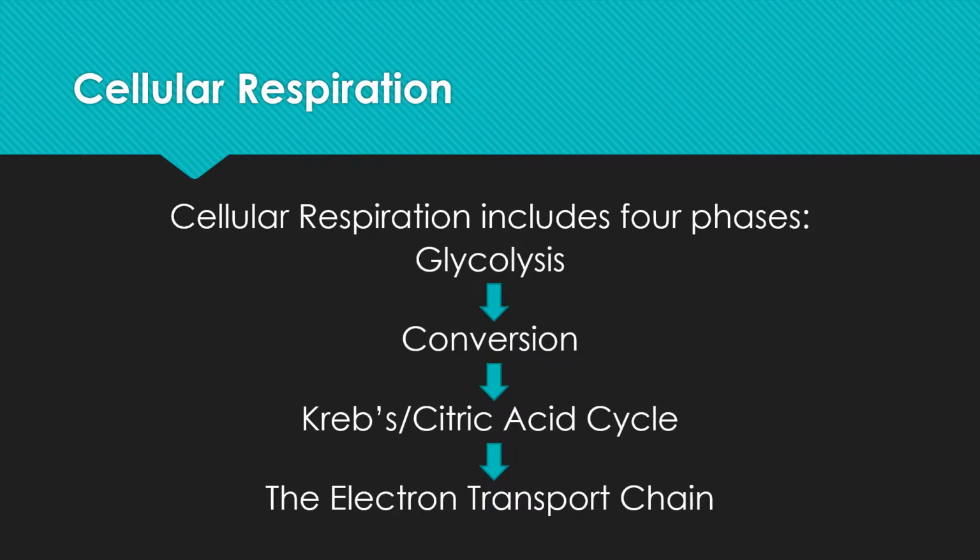In cellular respiration, there are 4 phases: glycolysis, conversion, the Krebs cycle, also known as the citric acid cycle, and the electron transport chain. All these phases together use oxygen and glucose to make ATP, which is energy for the body.